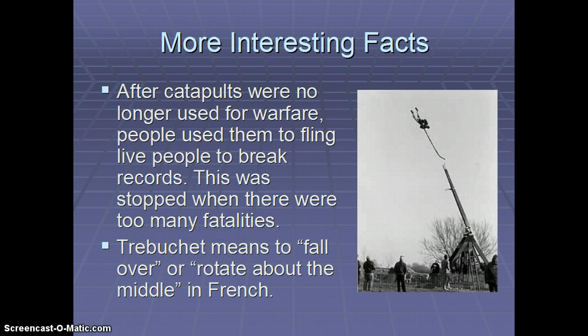So some more interesting facts. After catapults were no longer used for warfare, people used them to fling live people, and they did this, I don't know how this started, but they wanted to break world records to see who could go the farthest. But then this was stopped because there were too many people that died from this for obvious reasons. And then another fact, trebuchet means to fall over or rotate about the middle in French.